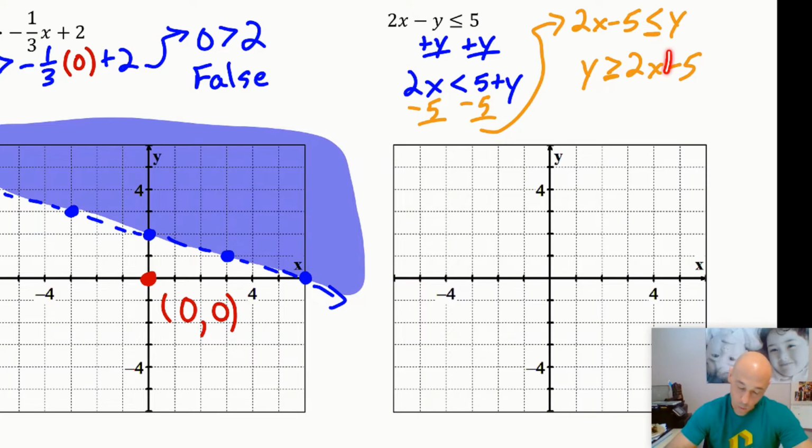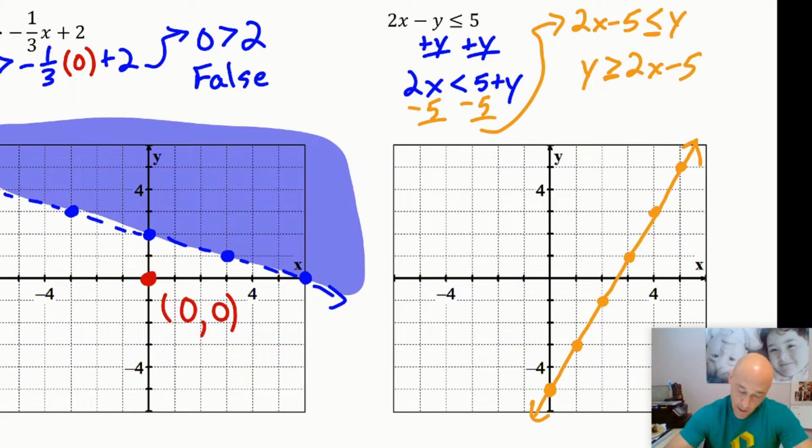So my y-intercept is -5. Right there, 0, -5. And my slope is 2, so that means go up 1 to the right 2, up 1 to the right 2. And I can just follow that pattern. Now, because I have an equal sign here, that's going to be a solid line.